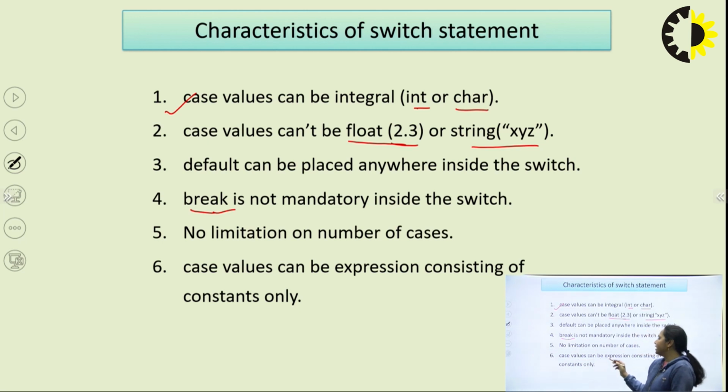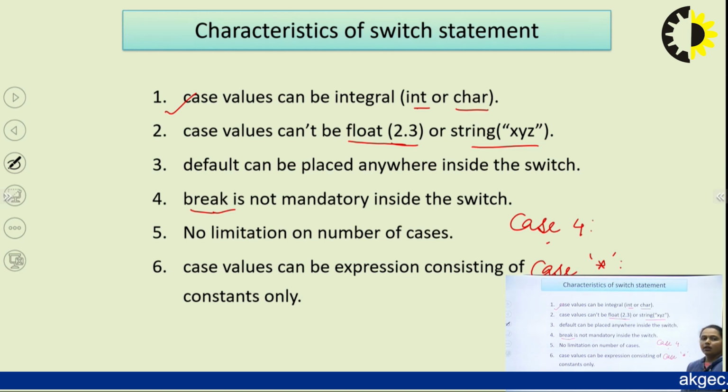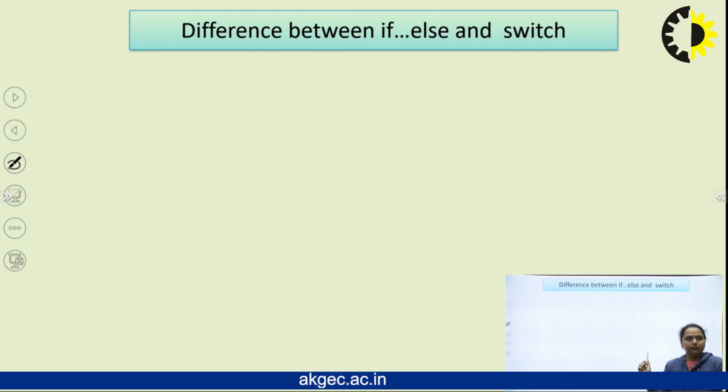Next, case values can be expressions consisting of constants only. Whatever case values we are going to write, for example, if I am writing case 4, 4 is of integer type. I can also write case asterisk, that is of character type. A special symbol is used, but these characters or values are of only integer or character type.